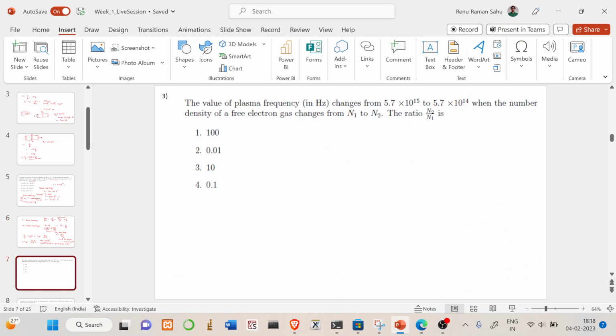It is asking what is the value of plasma frequency of a material in hertz. Two values of plasma frequency are given: the plasma frequency changes from 5.7 into 10 to the power 15 to 5.7 into 10 to the power 14 when the number density of a free electron gas changes from N1 to N2, and we have to find the ratio of N2 to N1.